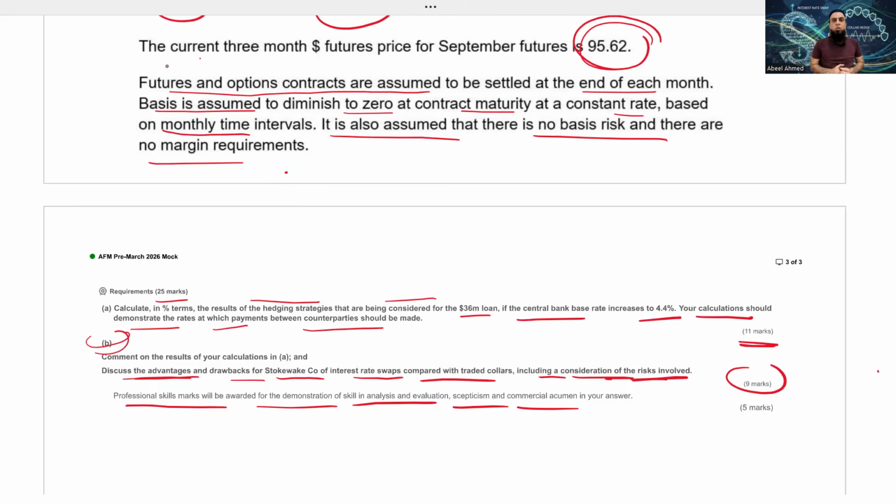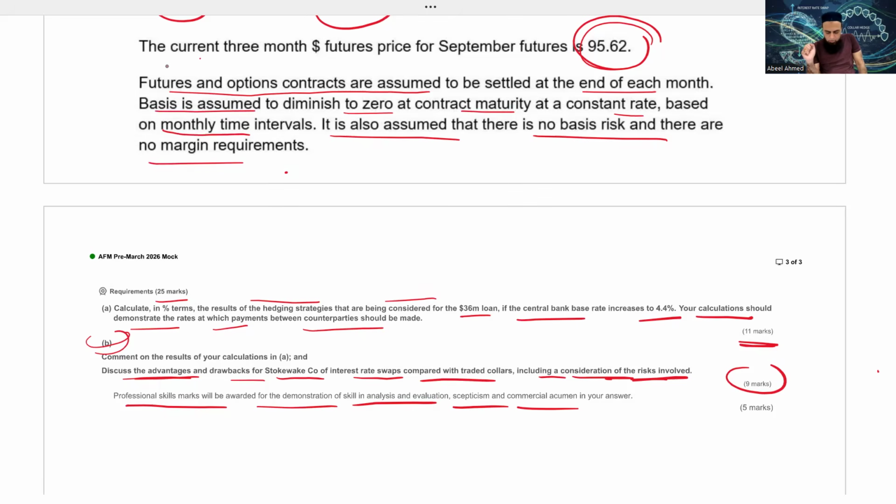So mainly there are two disadvantages. One, it's going to be a binding contract. You have to fulfill the interest rate swap. There's no option of lapse, which is available in case of collar hedge. Plus, Stockwake will not be able to get any benefit if interest rate falls. Under collar hedge, that benefit is available. So students, if you have written around 2 to 3 advantages and disadvantages, comparing interest rate swap with collar, this is what you need to write.